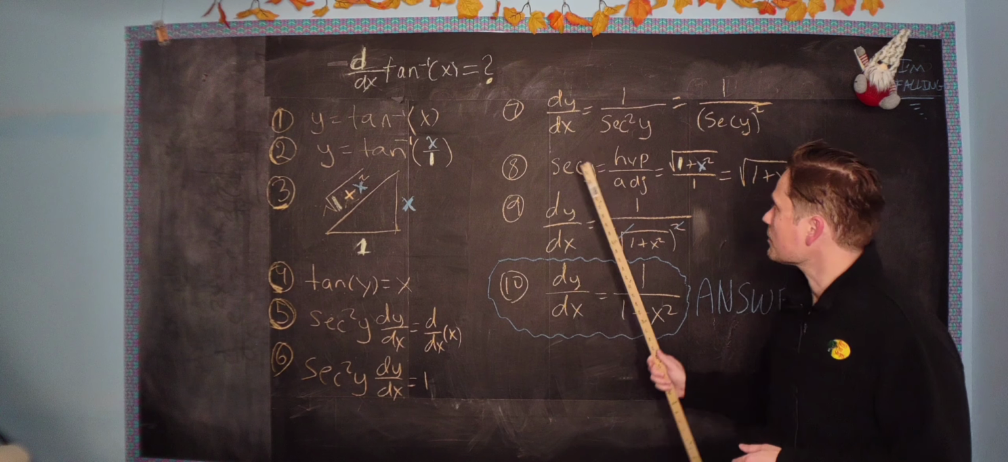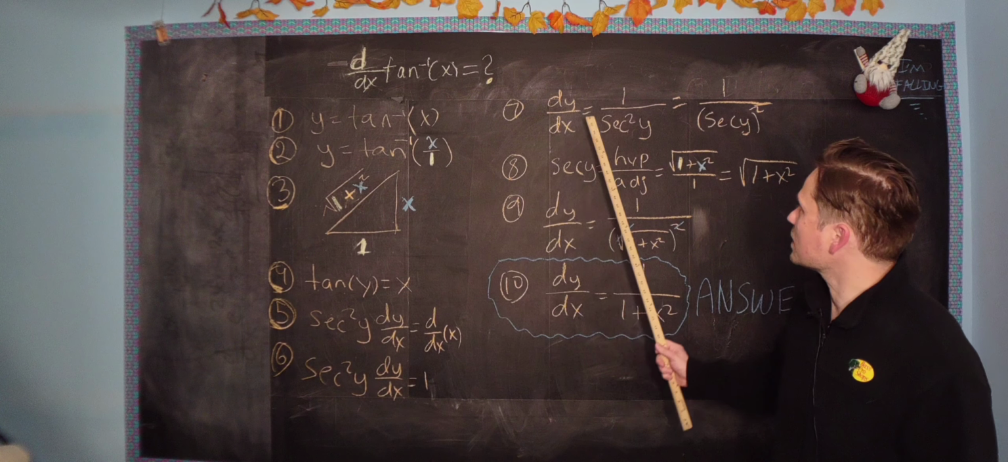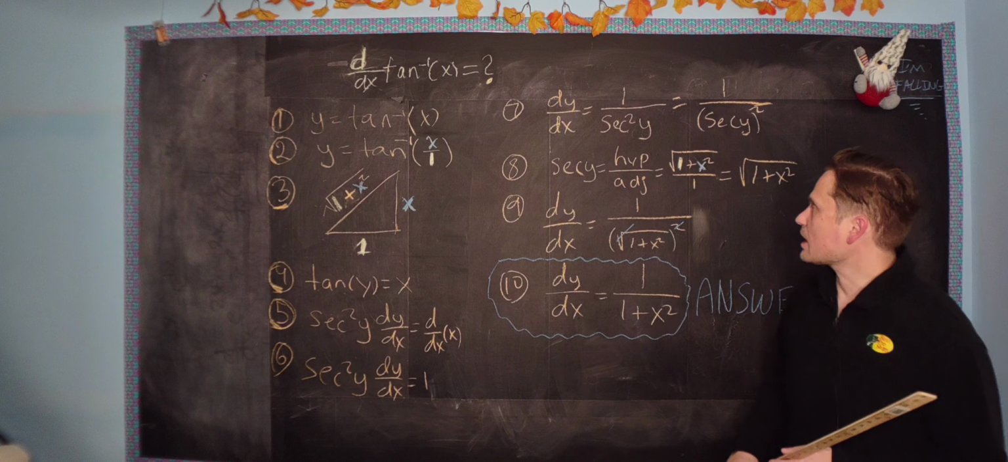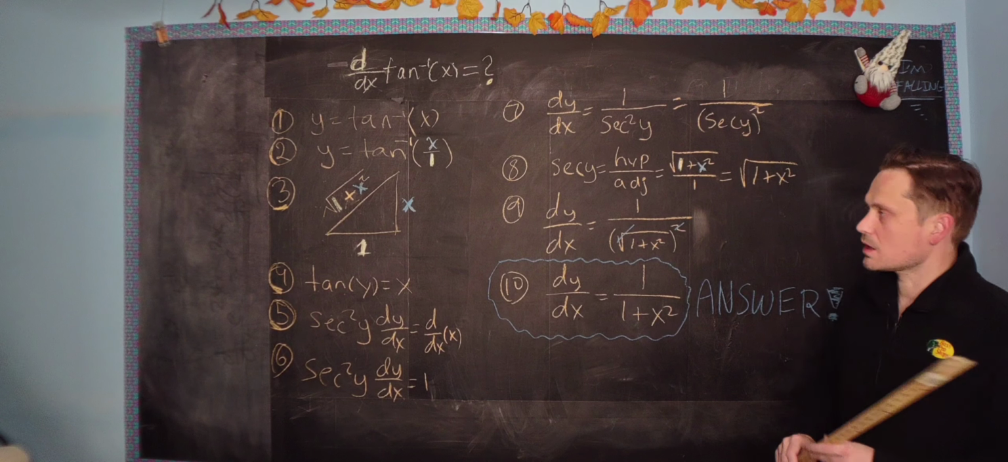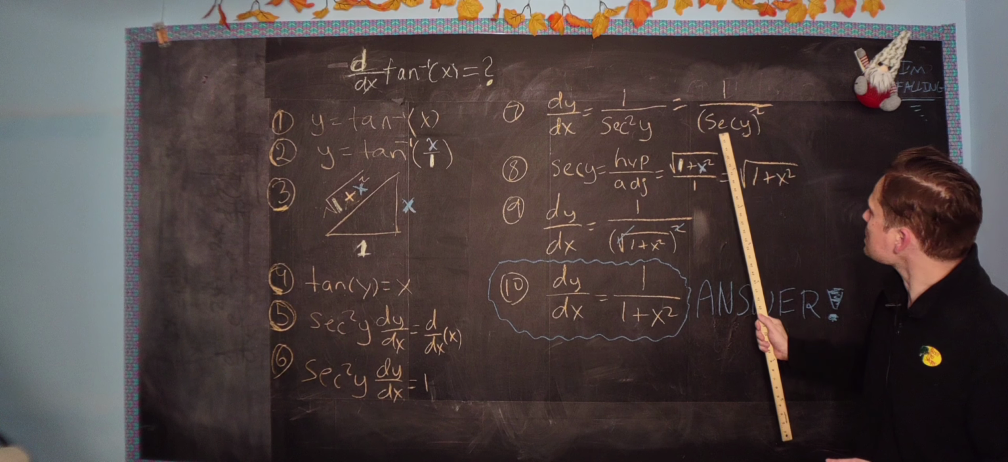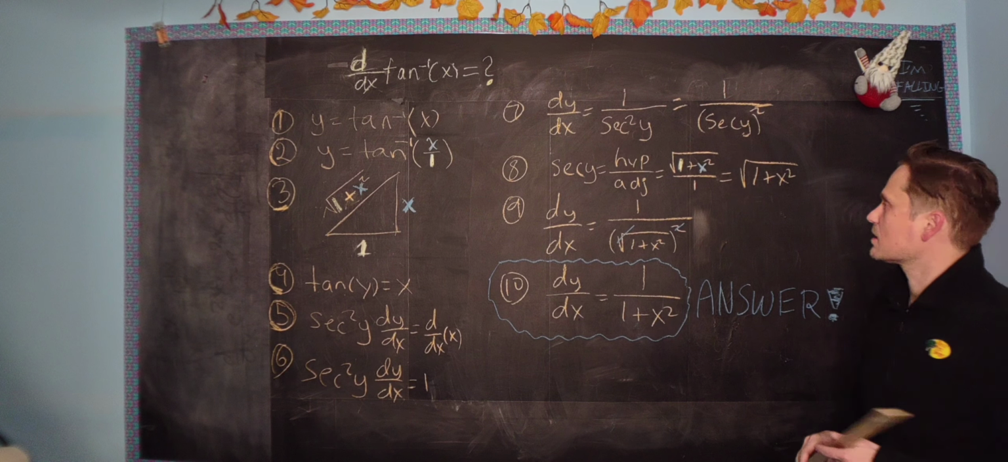So step 7 here. Just take step 6 and divide both sides by secant squared of y. So I've done that here. So dy dx equals 1 over secant squared of y. Now, a bit of reminder about notation. Secant squared of y is going to give you 1 over secant of y, that whole quantity squared. Why is that relevant? Take a look.